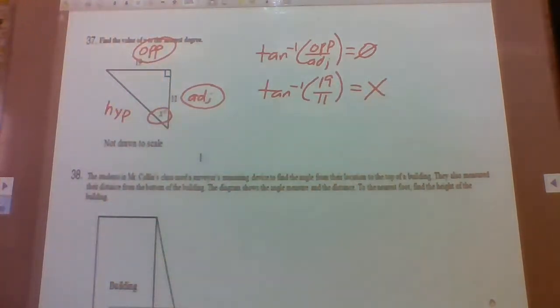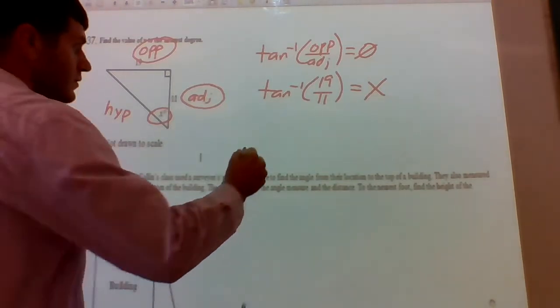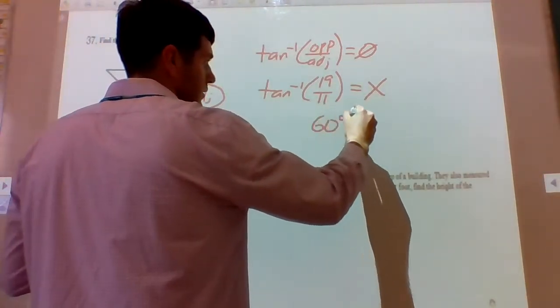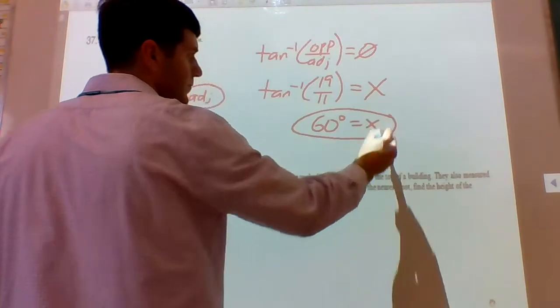So we go to our calculator, we go to trig, we go to inverse tangent of opposite over adjacent, so 19 divided by 11, and we get 59.9. It wants us to round to the nearest degree, so 59.9 is going to round up to 60 degrees equals x.